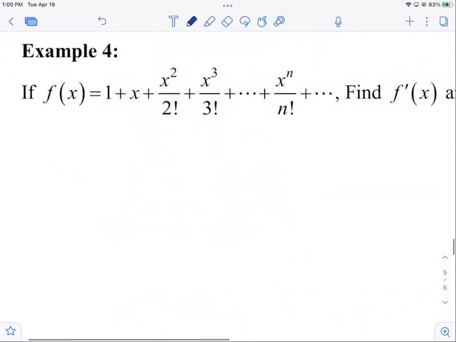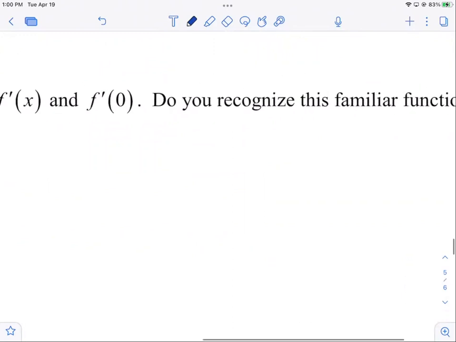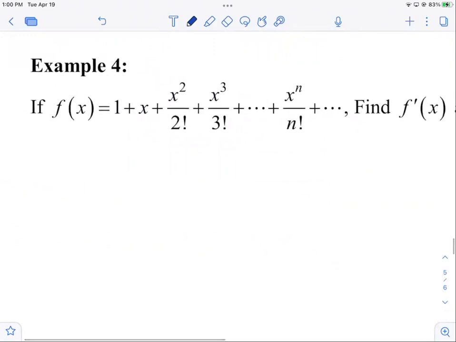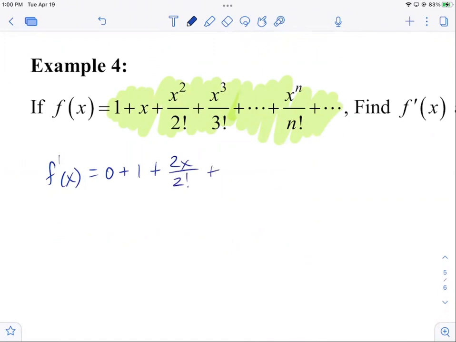So if you recognize this f of x, it's the last question, do you recognize this familiar function? Yeah, that's the Taylor series or the Maclaurin series for e to the x. So it tells us to find f prime of x. Well, let's try it. F prime of x is, the derivative of 1 is 0, the derivative of x is 1. This becomes 2x to the first over 2 factorial plus 3x squared over 3 factorial plus dot, dot, dot, plus n times x to the n minus 1 all over n minus 1 factorial plus dot, dot, dot.